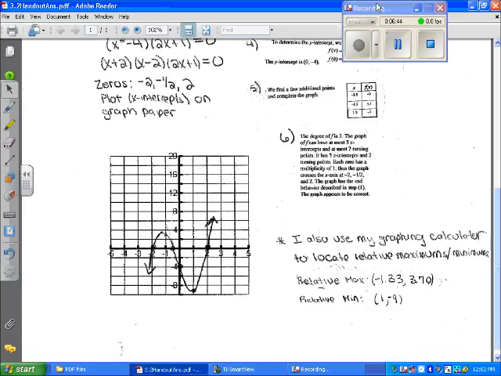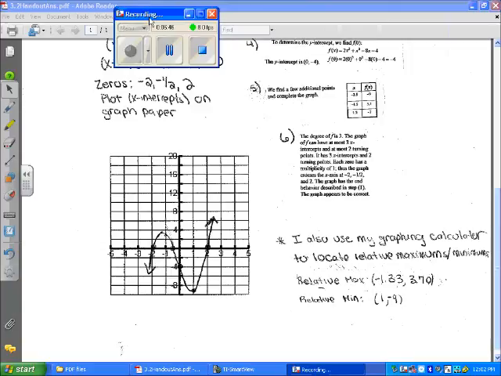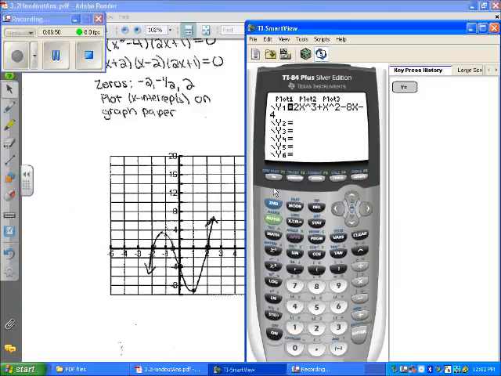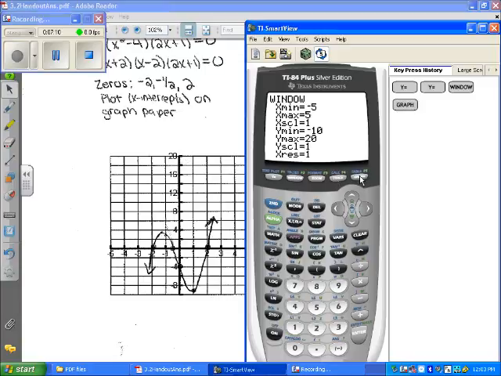Okay, so let me pull up my graphing calculator here. I want to go ahead and put my function in for y equals. I have that in already. You want to do that as well. And for my window, I want the same window as this graph paper here. So I went from -5 to 5 for x. And I went from -10 to 20 for my y values. And I go ahead and graph it.